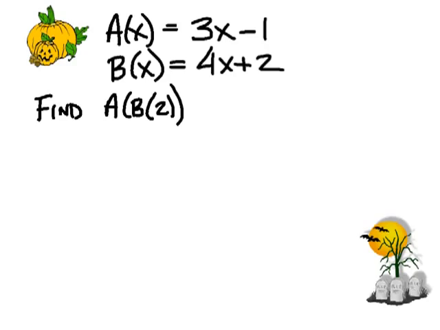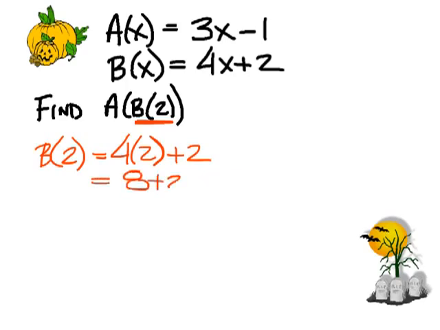And in this case, you must start inside first. Go completely inside to the innermost set of parentheses, which would be b of 2. And put 2 in for everywhere you see an x in the b function. So it would be b of 2 equals 4 times 2, and then plus 2. 8 plus 2 gives you an answer of 10, but that's not the final answer because that represents what's right here. What you must do with that 10 is now treat it as a of 10.